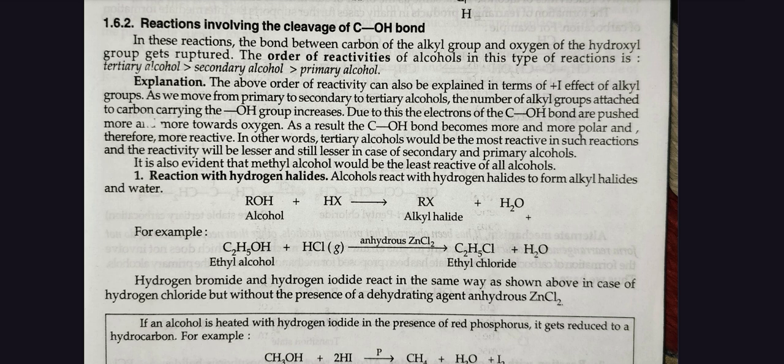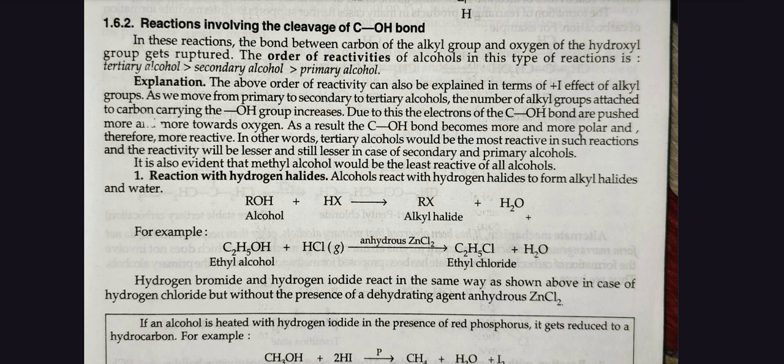Due to this, the electrons of the C-OH bond are pushed more and more toward oxygen. As a result, the C-OH bond becomes more and more polar and therefore more reactive. In other words, tertiary alcohol would be more reactive in such reactions, and the reactivity will be lesser and still lesser in case of secondary and primary alcohol. It is also evident that methyl alcohol would be the least reactive of the alcohols.